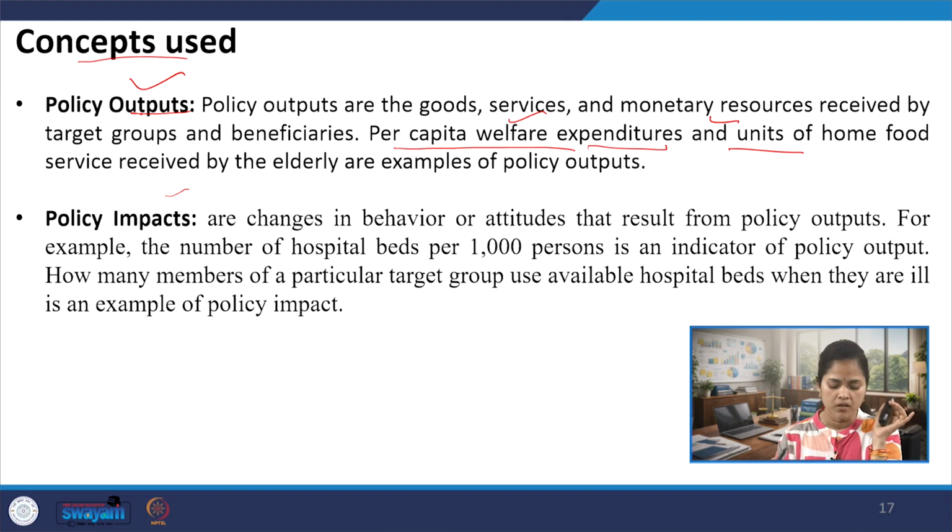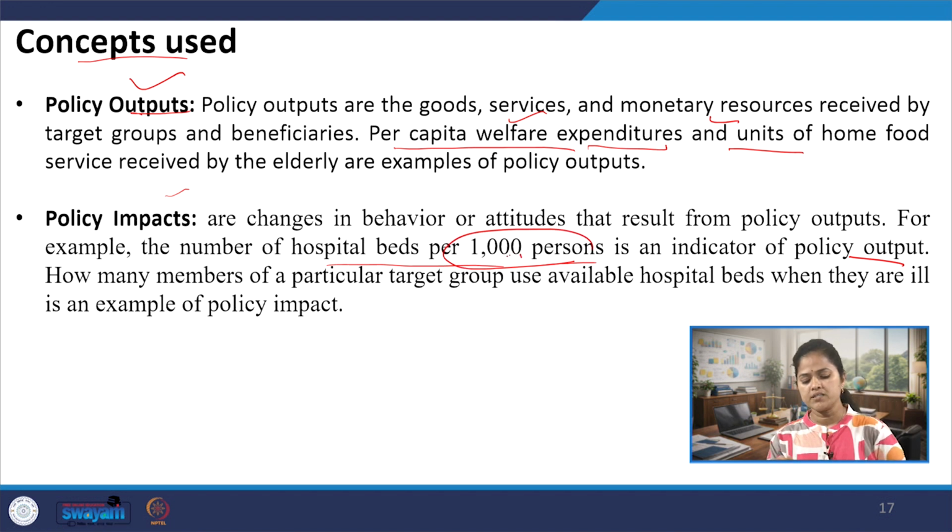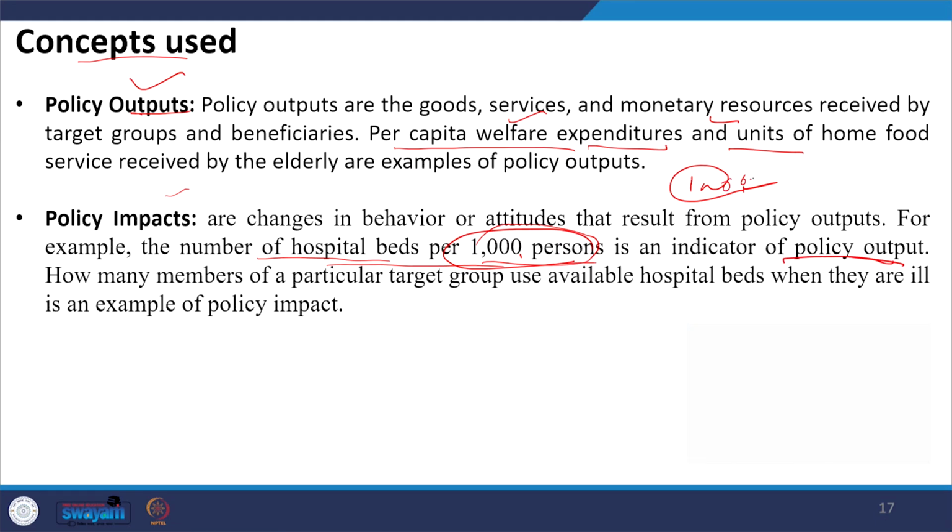For example, the number of hospital beds per 1000 persons. So what is the indicator? The indicator is a policy output, because it is easily quantified: because of the policy, the number of hospital beds has increased. What is the number of hospital beds available? Let's say that per 1000 persons the hospital beds are also 1000. So this is an indicator of policy outputs, because this 1000 is numbered, it is quantified.